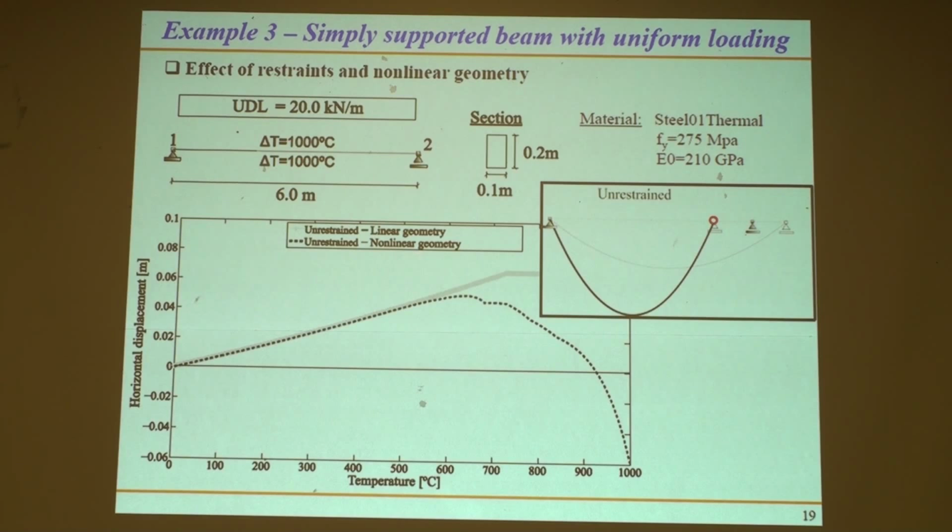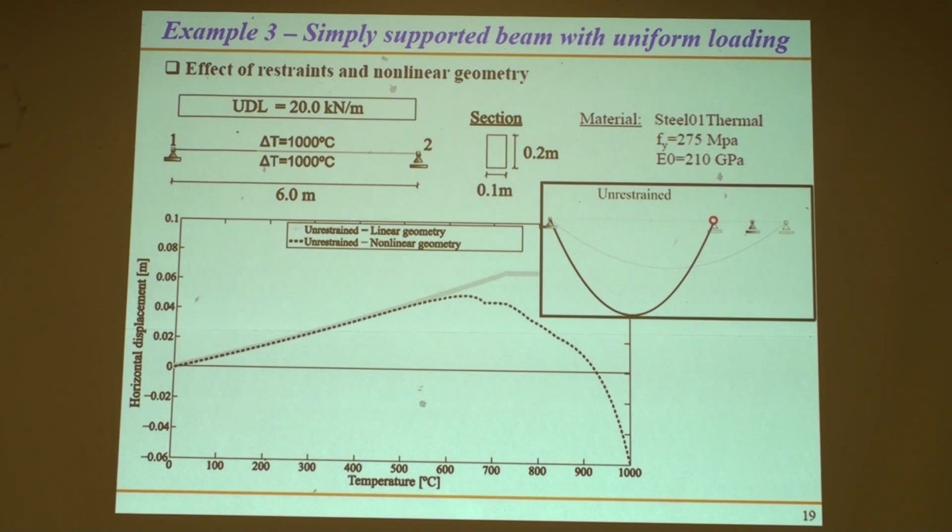This is a nice example just to show, if you have an unrestrained problem, what happens if you look at linear geometry versus nonlinear geometry. But now instead of looking at the axial response, we're still going to look at the axial response, but now we have an initial load which is perpendicular to the beam. So we have a gravity load, a uniform distributed load that's down, applied on the beam, and then we have a horizontal thermal elongation. Section now is 0.1 by 0.2 meters.